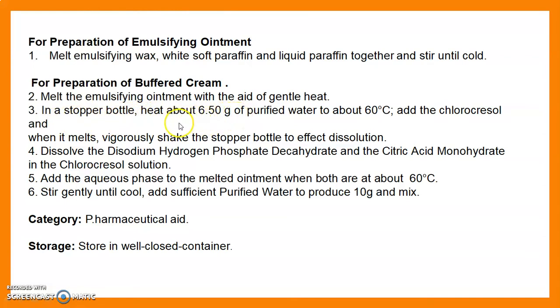Take about 6.5 gram of the purified water, heat to about 60 degrees Celsius and add chlorocresol, and when it melts, vigorously shake the stoppered bottle to effect dissolution. Then dissolve the disodium hydrogen phosphate dihydrate and citric acid monohydrate in the chlorocresol solution. Then add the aqueous phase to the melted ointment when both are at about 60 degrees Celsius, and stir gently until cool. Add sufficient purified water to produce 10 gram and mix it.